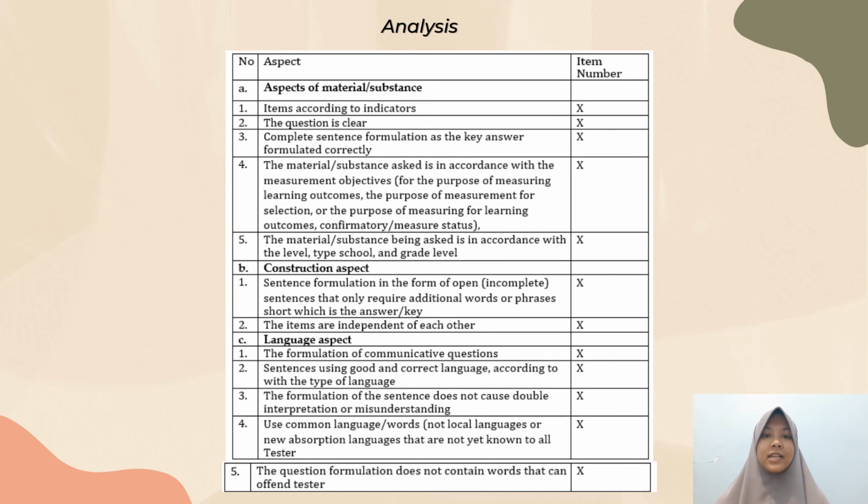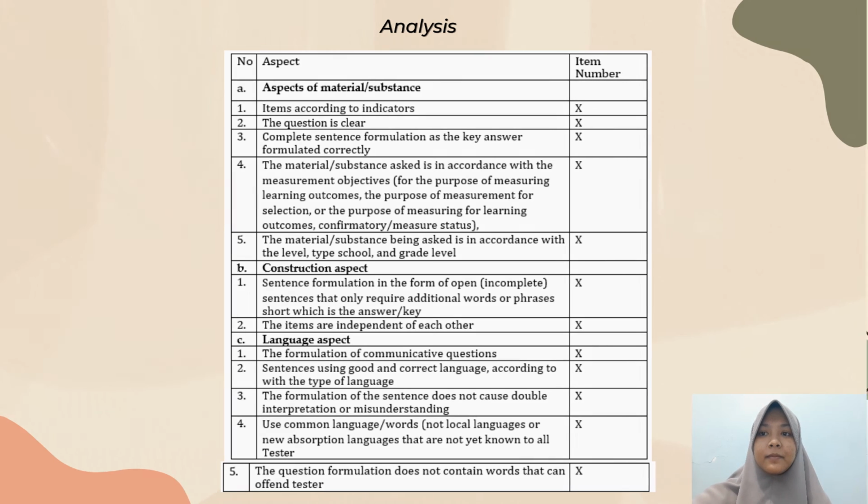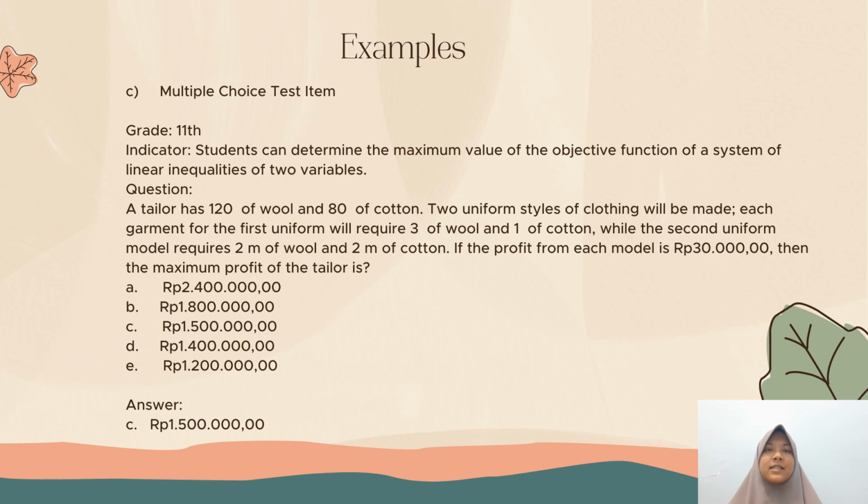Here we have the analysis result of the completion test item. To read it, you can pause this video for a moment before we move to the last example. We have come to the last example, that is a multiple choice test. The question is for students in 11th grade, and the indicator is that students can determine the maximum value of the objective function of a system of linear inequalities of two variables.